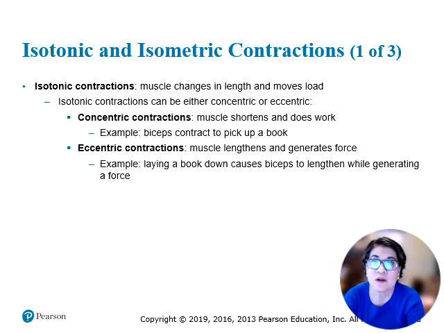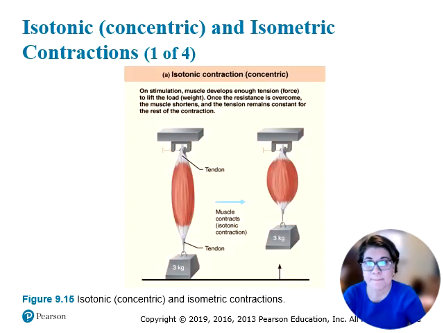Okay, so for isotonic contractions, those are the ones that I told you were changing in length. So that's your typical muscle contraction where they're getting shorter. They can be concentric or eccentric. Concentric means the muscle shortens and works, so you're picking up a book. Eccentric means the muscle lengthens and generates a force. So if you're laying a book down, but it's still applying a force on the book, that's eccentric.